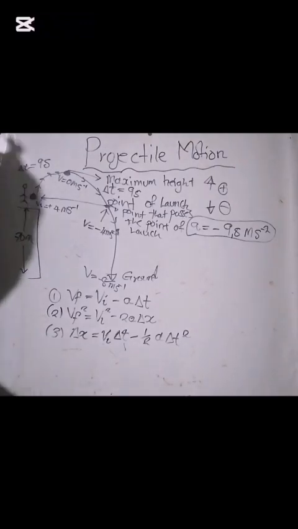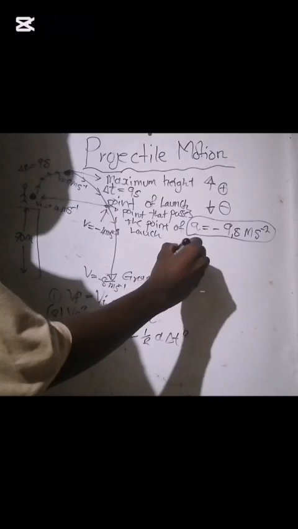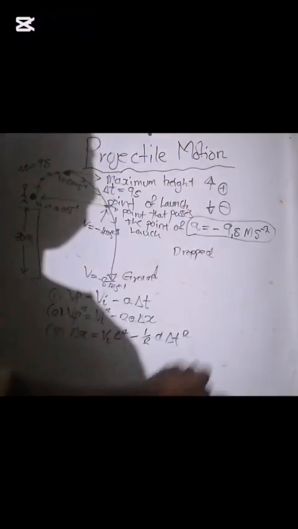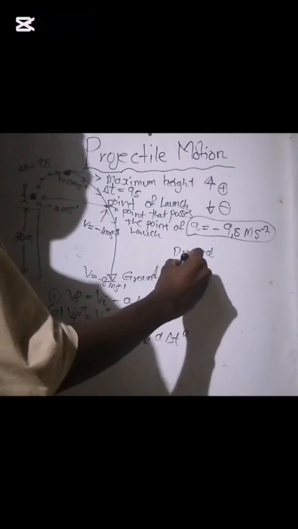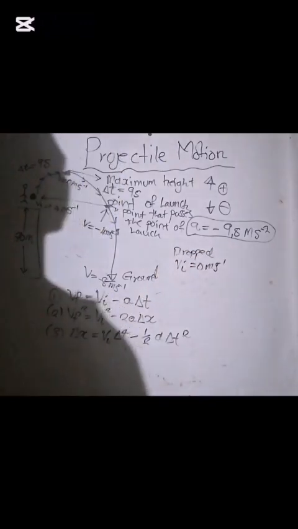Keywords that you must know. When they say the ball is dropped, dropped means V initial is equal to 0 meters per second.